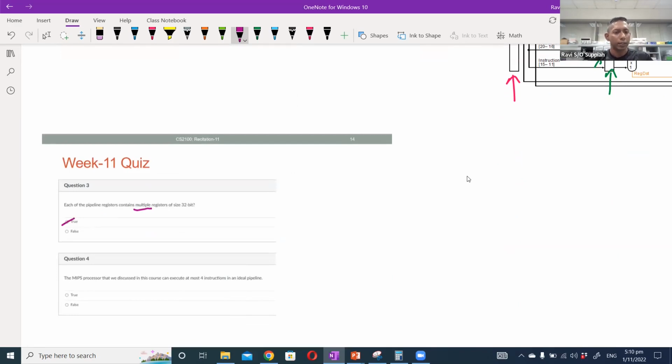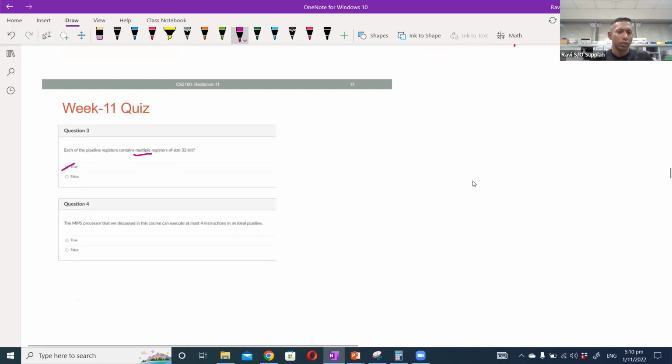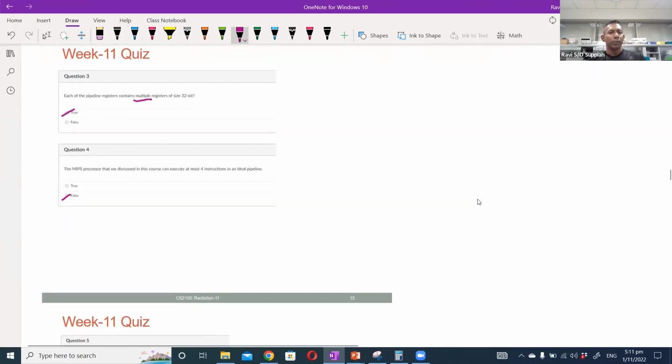The MIPS processor that we discussed in this course can execute at most 4 instructions in an ideal pipeline. Not true, correct? Because an ideal pipeline basically means that if the sequence of instructions is such that there is no dependency that requires any stalling and so on, then you can continue and execute as many instructions as possible. So this is false.